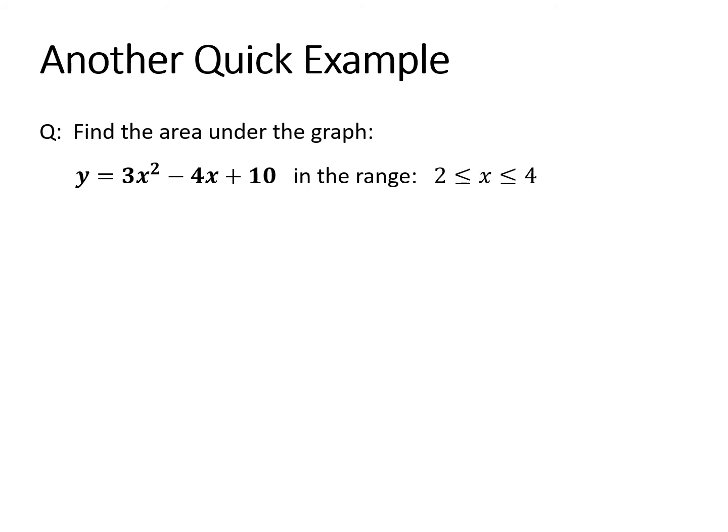Let's do one more example. Actually, we'll do a couple more examples. So this example here is a little quick one. We've got y equals 3x squared minus 4x plus 10. And we've got to find the area in the range between 2 and 4.